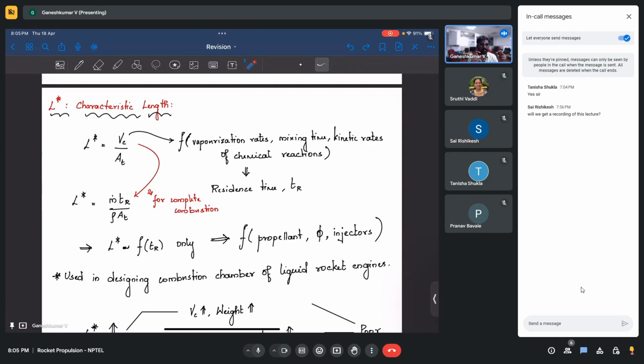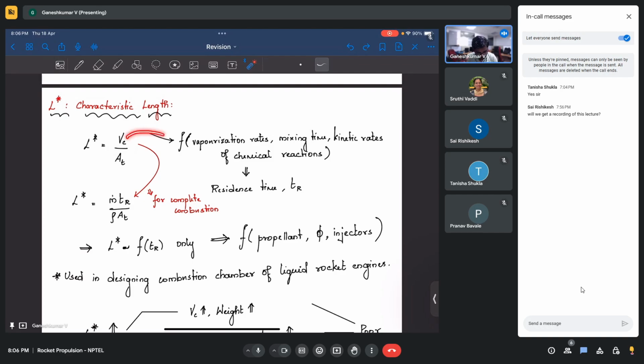So if you are designing a liquid propellant rocket, within that volume I want my combustion to be complete. Only if my combustion is complete will I have a higher temperature, and then a higher performance. If the combustion is incomplete, then I will have lower temperature and low performance, with losses. So this chamber volume has to be designed in such a way that your combustion is complete within the chamber.